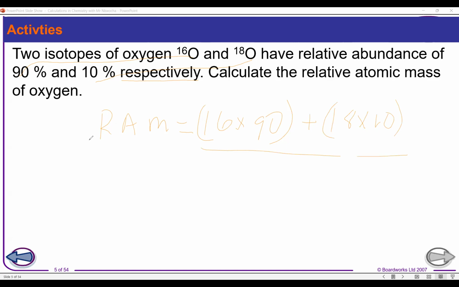What is the total number, or the total percentage, of the isotopes? 90 plus 10, that's 100. So just put 100 there. Okay, so that gives us a very easy way to do it, right? So 16 times 90 plus 180. Everything gives us about 16 points. So that is the relative atomic mass of oxygen.